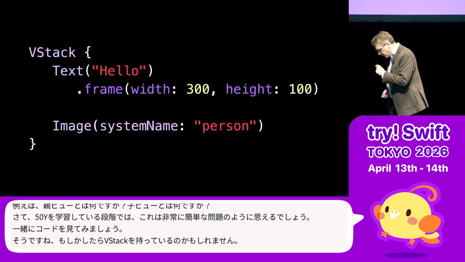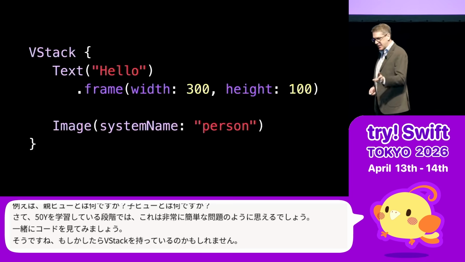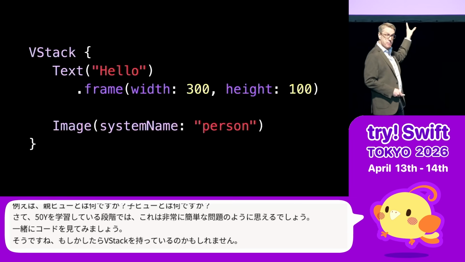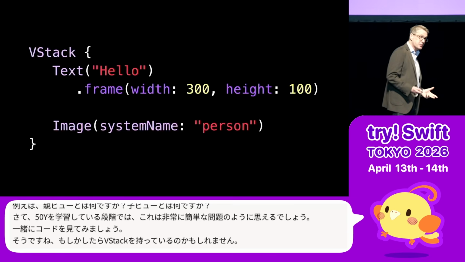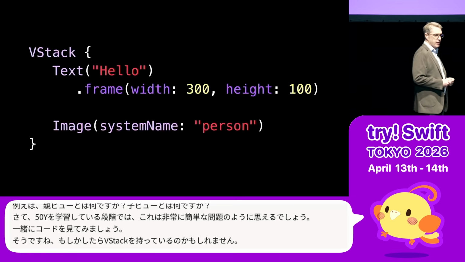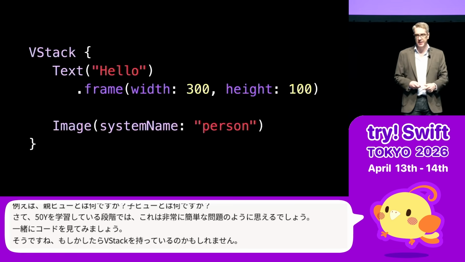Now, when you're learning SwiftUI, the answer seems very easy. You say, well, I can see right there, clearly it's the VStack. That's the parent view. It's the easy answer. It's the answer you can see, but it's also the wrong answer. The parent of the text view is the frame.